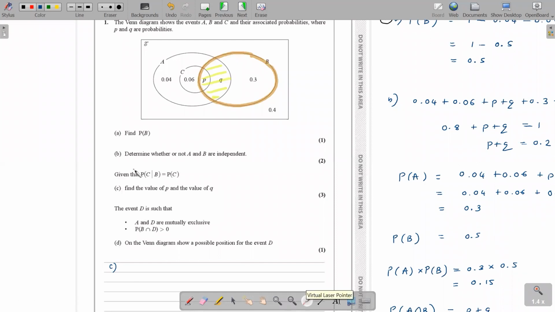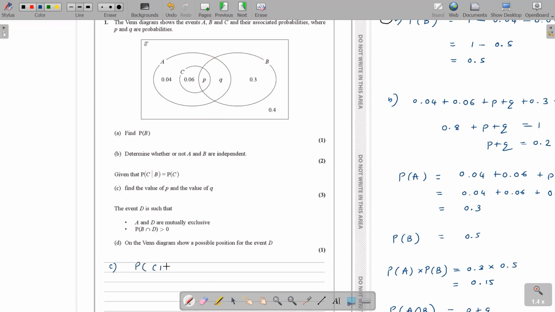Okay, then part C, given that probability of C given B is equal to probability of C. Find the value of P and the value of Q. Okay, let me erase this. So probability of C given B is equal to probability of C.